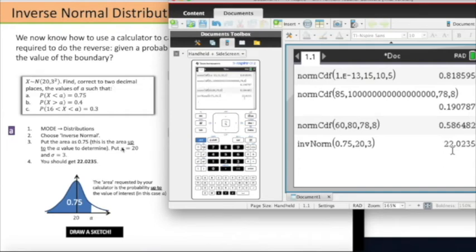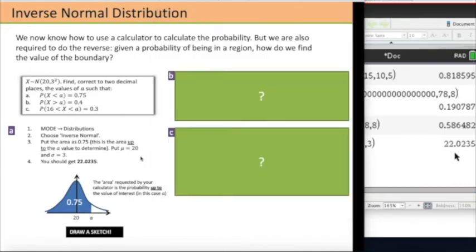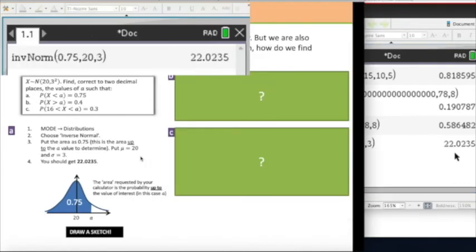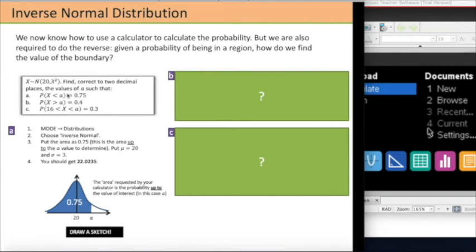So that's just equal to 22.02. Okay, now let's move on to question B.